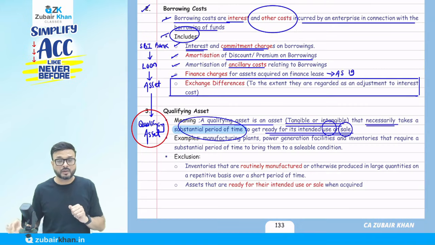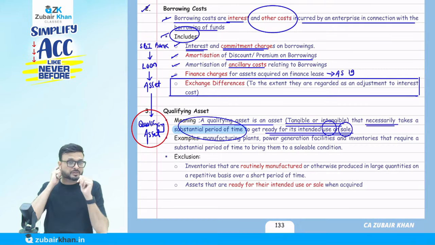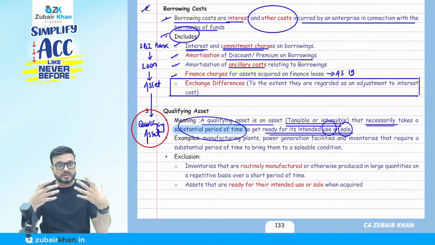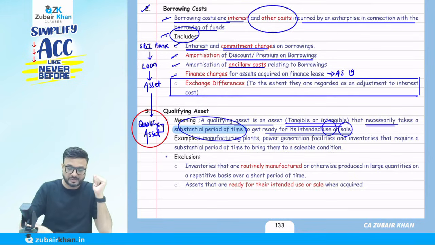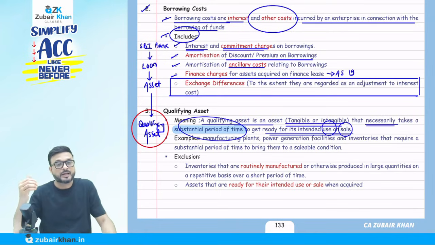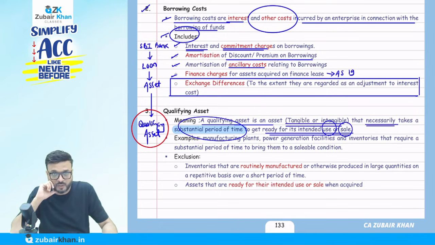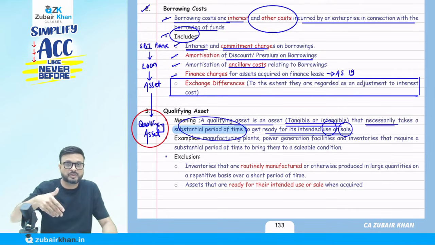For its use or might be for sale. So what do you mean by qualifying asset? Let's decide whether it's a qualifying asset or not, one by one. We are doing the construction of a building. It is going to take me, suppose, 4 years. So it is more than 1 year, so it's a qualifying asset. Now for use, then I will use that building.